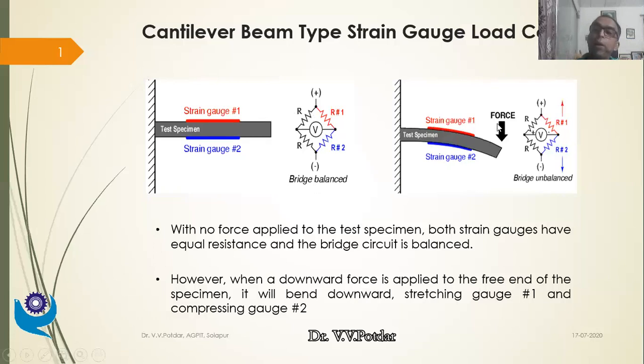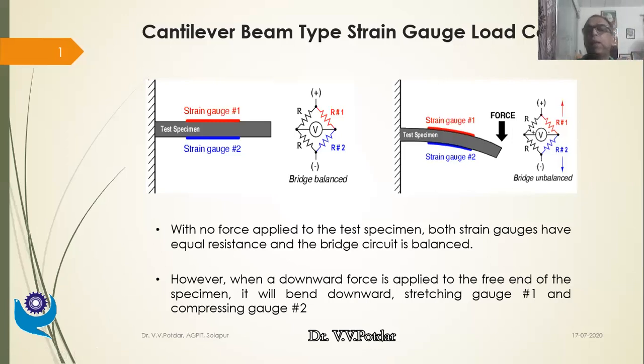Now once I load it, what happens? Delta R happens here because of tensile strain, and because of minus epsilon, minus delta R will be there, and the bridge gets unbalanced, and I see the output voltage. Now that output voltage, if you remember, V out divided by V in for a 2-arm bridge.